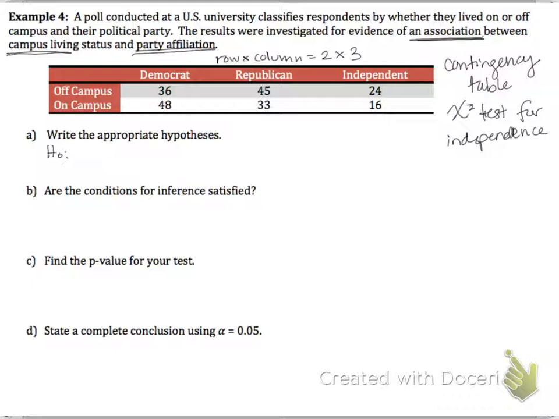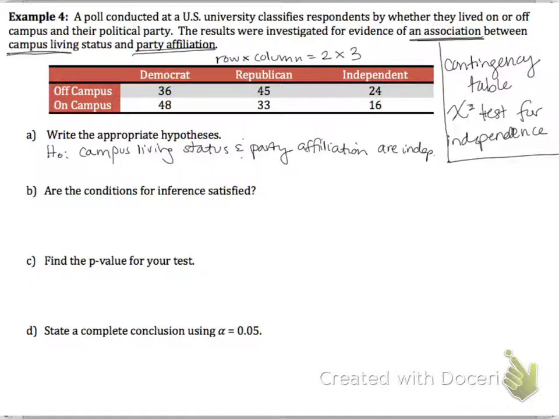So I underlined the two variables up in the paragraph above on purpose, right? Campus living status and party affiliation are, I'm going to abbreviate, are independent. And I'm going to draw a line here so this doesn't get confusing. Okay. And then we'll do the alternative. Campus living status and party affiliation are not independent.